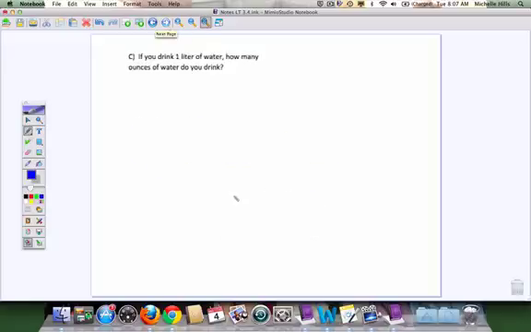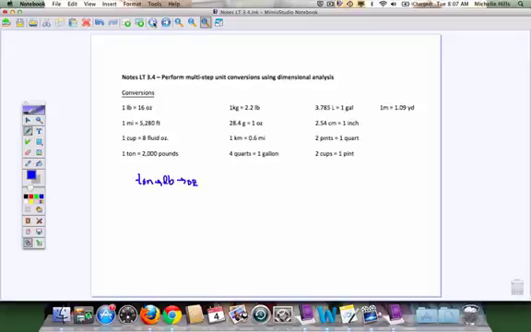Now the next one says if I drank 1 liter of water, so I'm starting with 1 liter, and that's a capital L for that abbreviation. How many ounces? So I want to go from liters to ounces. Well, I go back to my units. I can go from liters to gallons. So liters to gallons, that'll get me into the English system. And then gallons to quarts. Quarts to pints. Pints to cups. And then cups, finally, I can go to ounces.